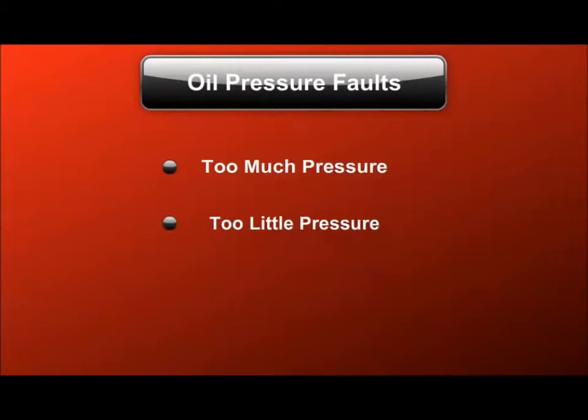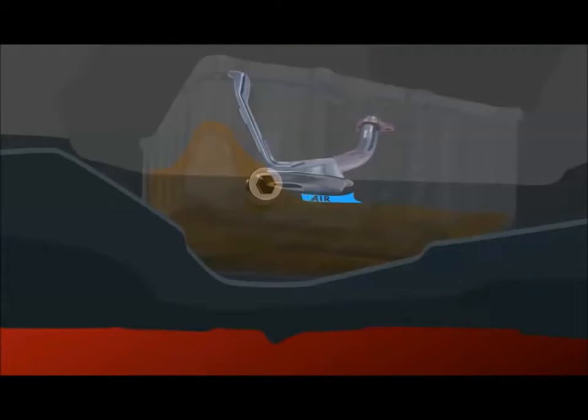As stated earlier, oil pressure faults may result in too much pressure or too little oil pressure. Low oil pressure can occur when air enters the suction side of the oil pump. Both low oil levels and internal leaks can cause this fault.